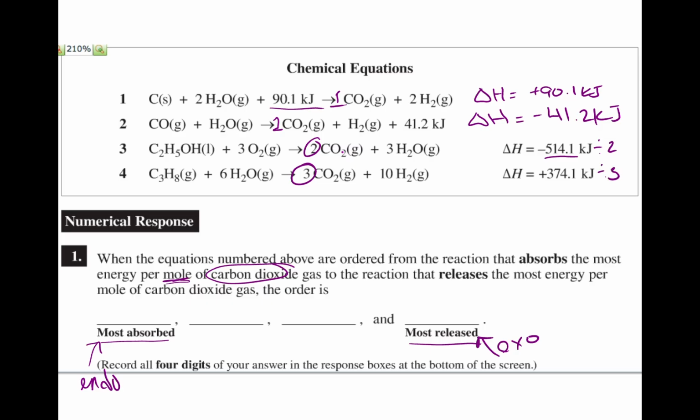Once we have each of our values, then your most positive was reaction 4, and then our next positive was 1, and then we're moving into the negatives. So the smaller negative was number 2, and the most negative was number 3.